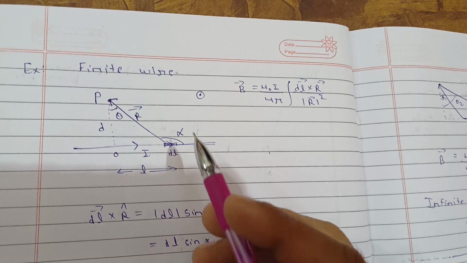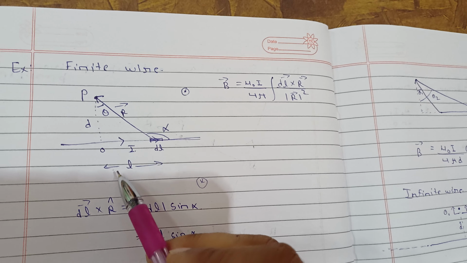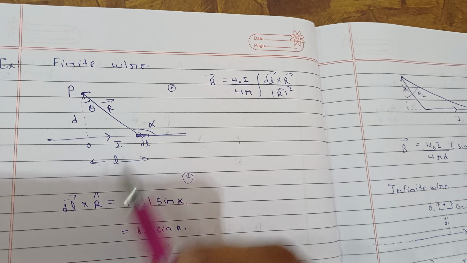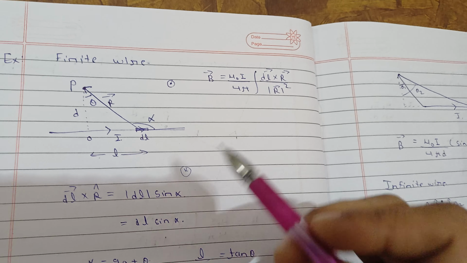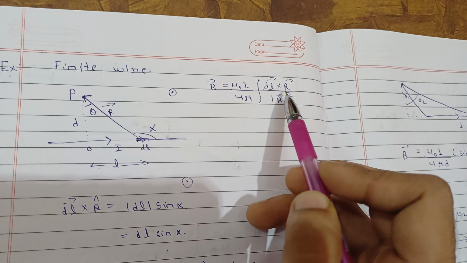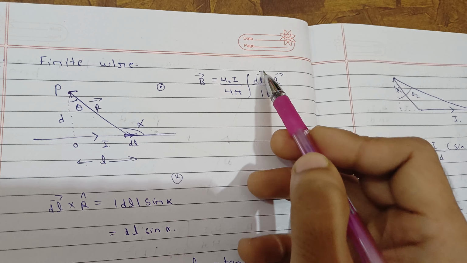Let's first find the magnetic field due to a finite wire. There you have the finite wire, and its length is L, and this small length element is dl. We need to find the magnetic field at this point due to this complete length. So we use the Biot-Savart law for the single wire this way. First we need to find this dl cross r, then we can substitute the values.